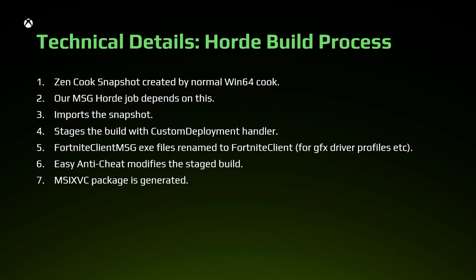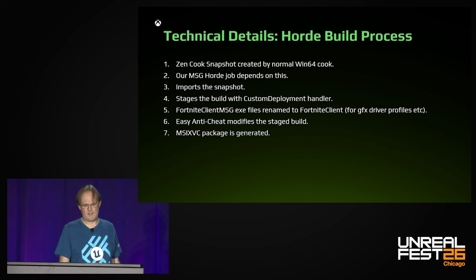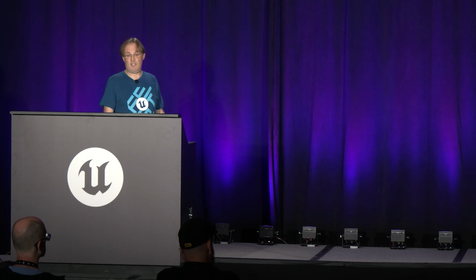Our Horde build process for this project was slightly different from any of the other ones in Fortnite at the moment, because it's not an actual platform. Our normal Win64 cook generates a Zen cook snapshot, and our MSG Horde job depends on this. When it's uploaded, the build then downloads that snapshot. It stages the build with the custom deployment handler, generating our 4K aligned pack files. We then rename Fortnite client MSG to just Fortnite client. That's for graphics driver profiles and a few downstream tools that depend on executable names matching. Then Easy Anti-Cheat works its magic on the staging directory. And then finally, the MSI XVC package is generated, again by the custom deployment handler.